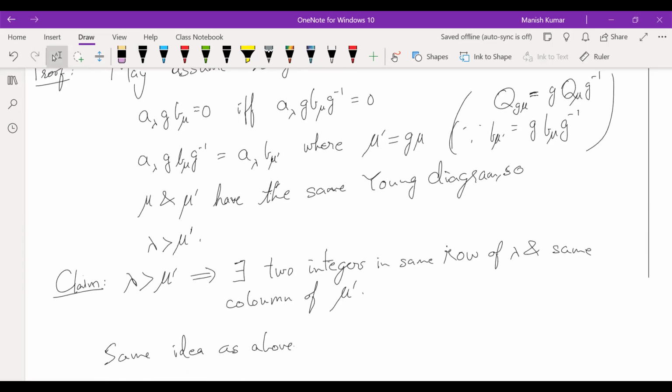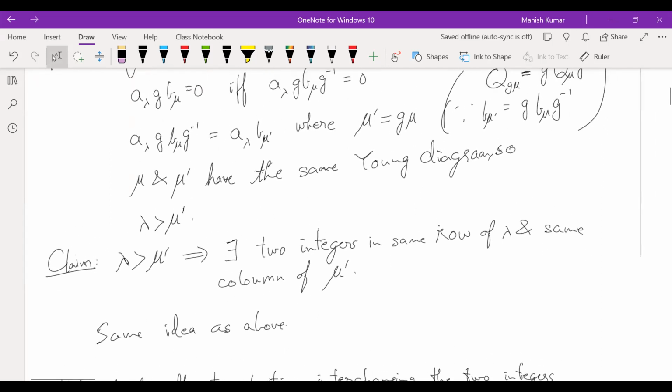So this claim: if lambda is greater than mu prime, this implies there exist two distinct integers in the same row of lambda and the same column of mu prime. The proof of this is again the same as in the other claim.